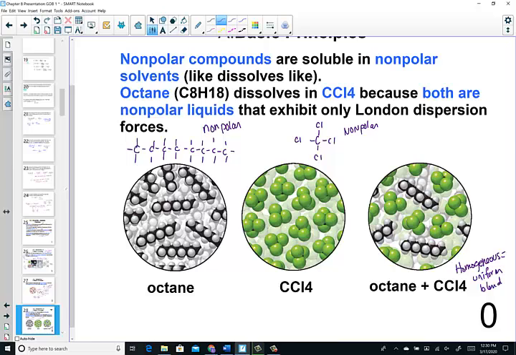A uniform blend creating a homogeneous mixture. Remember, they're exhibiting London dispersion forces since they are nonpolar molecules.